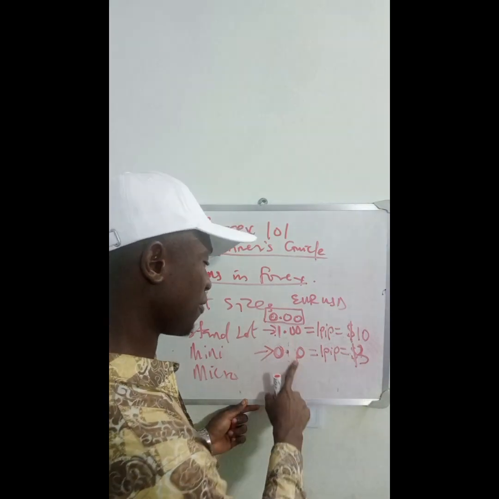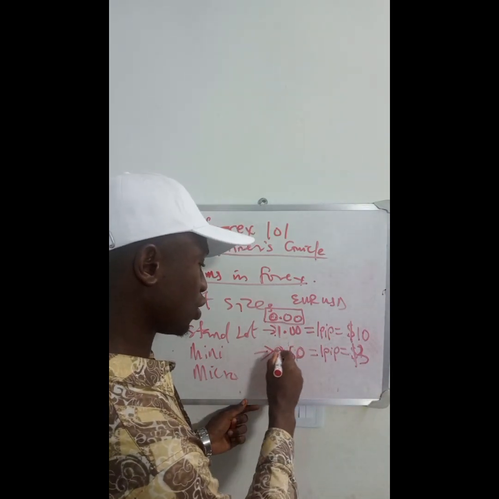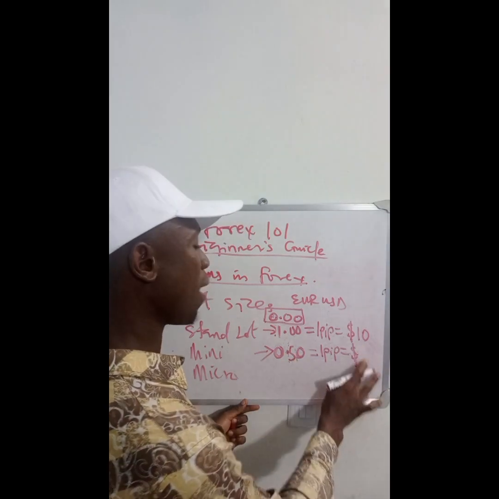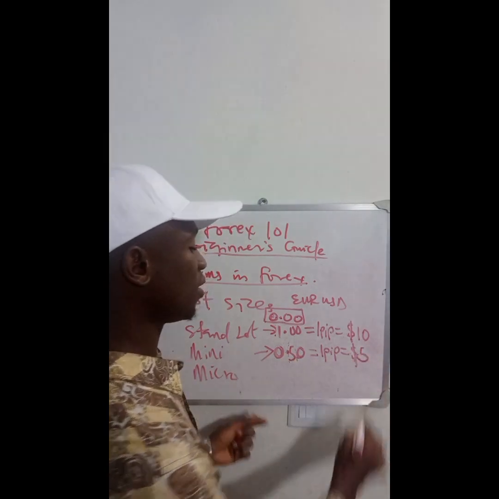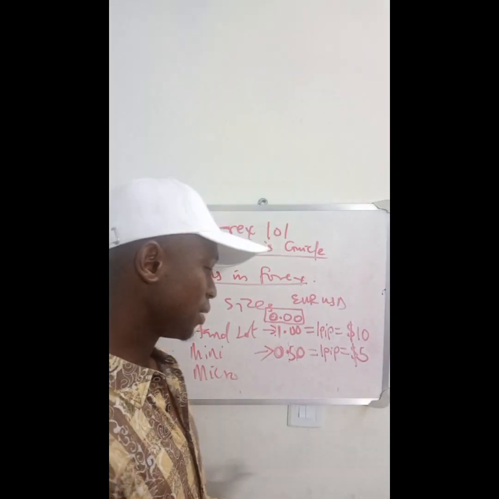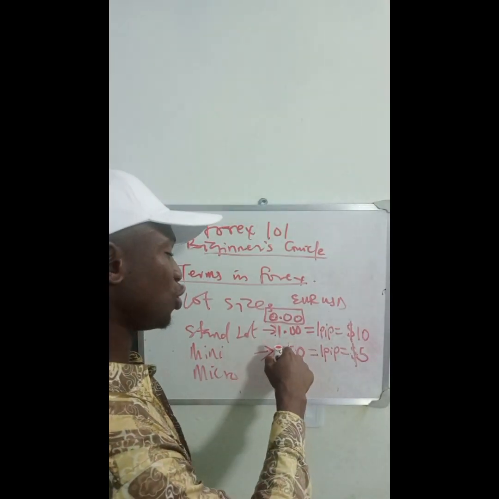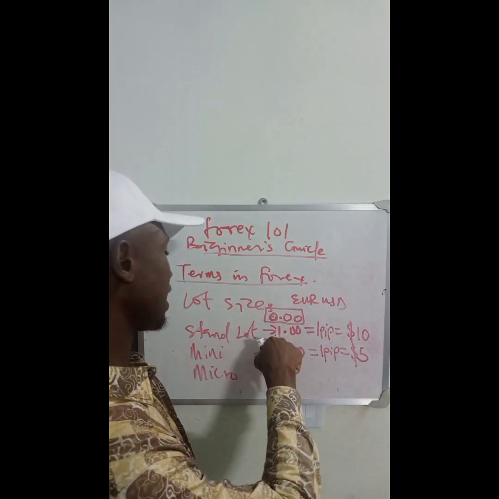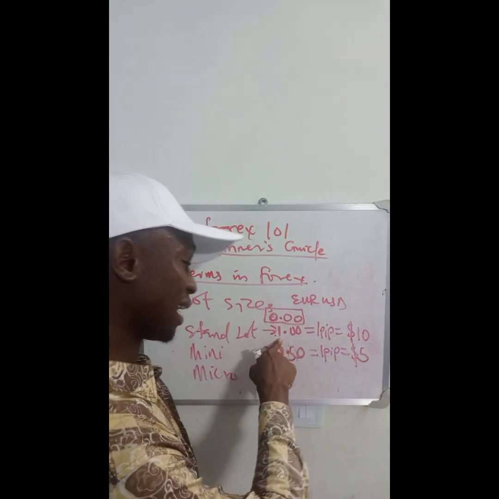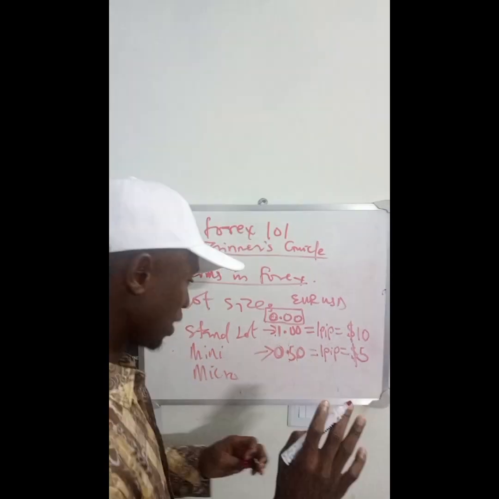If you change it to 5, that's 0.50. You are saying let your 1 pip be $5. Are you getting it now? So you can change it up to 9. If it moves on from 9, it becomes a standard lot size. The next one is 10, which is standard lot size. It's as simple as that.